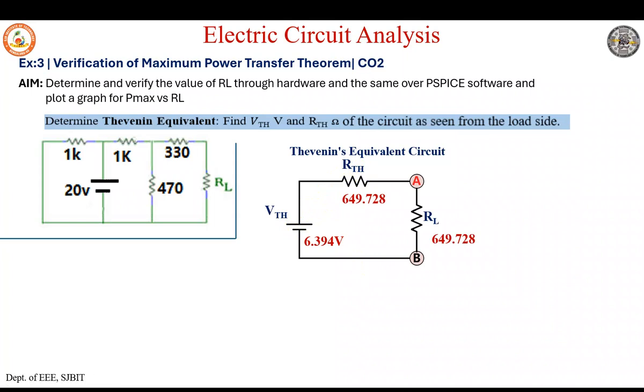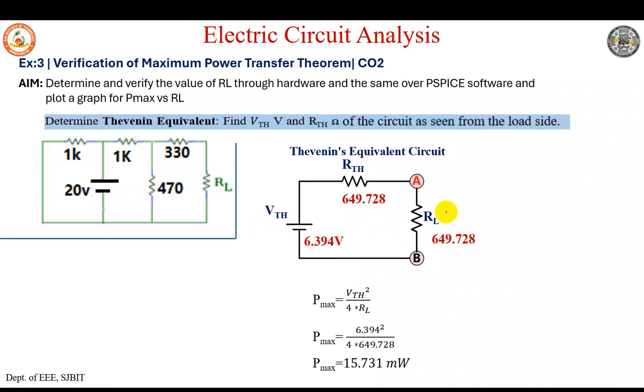Now connecting the load resistance across AB, which we had removed, the maximum power occurs only when RL is equal to RTH. Pmax is given by the formula VTH squared divided by 4 into RL. Substituting the value of VTH, 6.394 squared, divided by 4 into the value of RL, or RTH, both are the same here, we get the power as 15.731 milliwatts. So this is by formula.